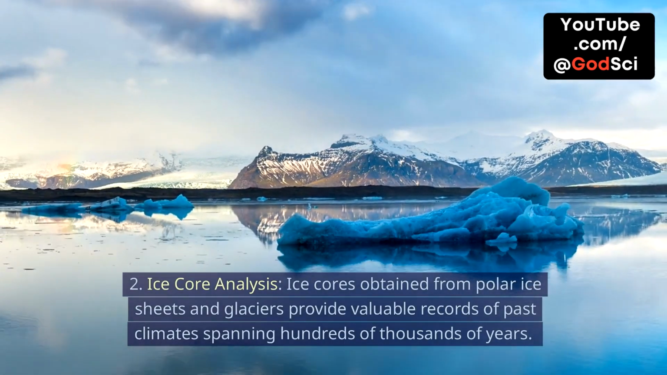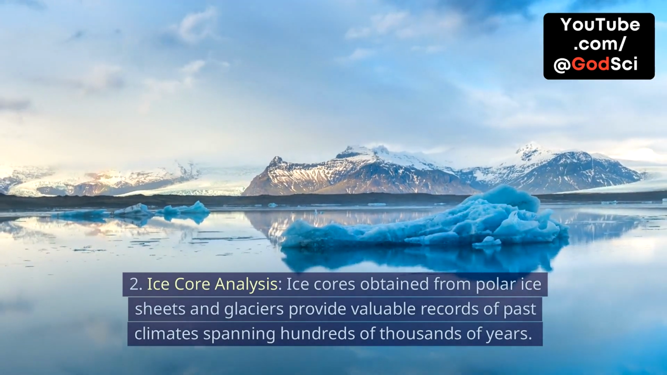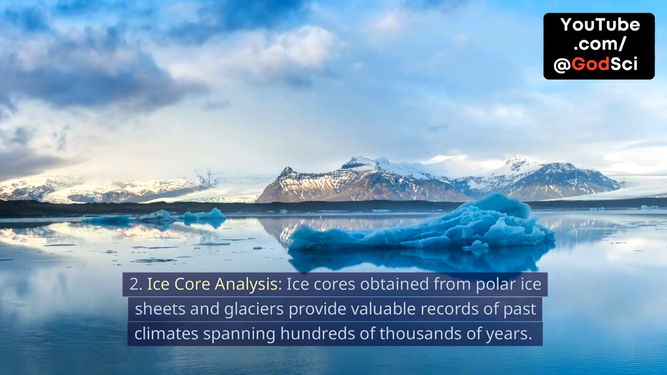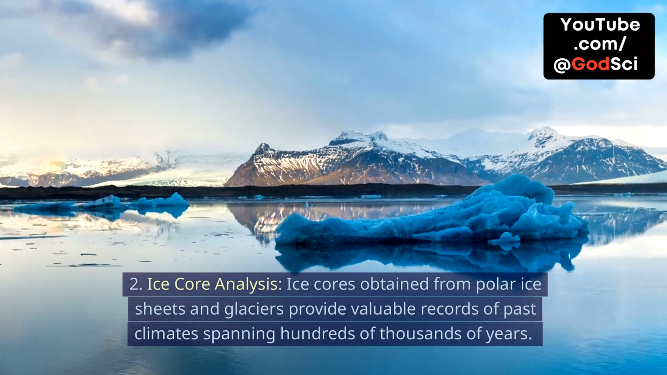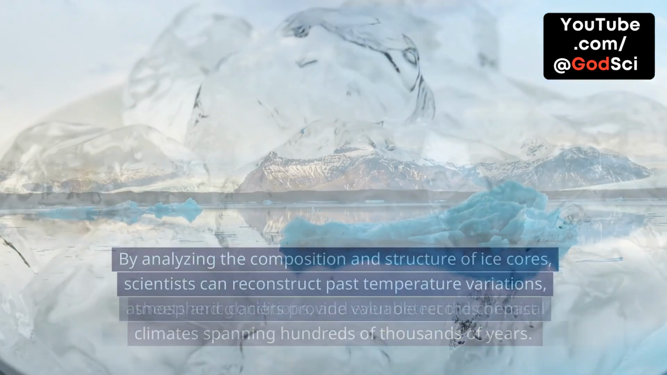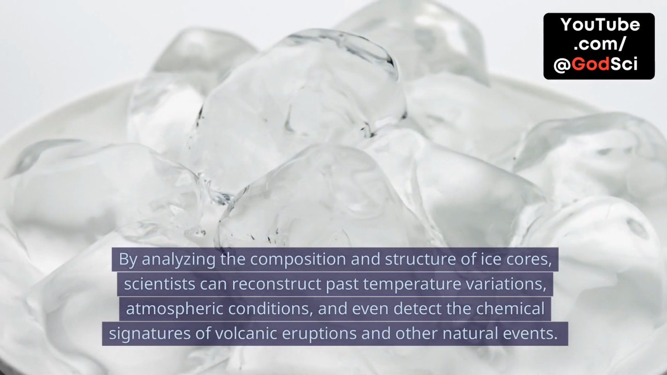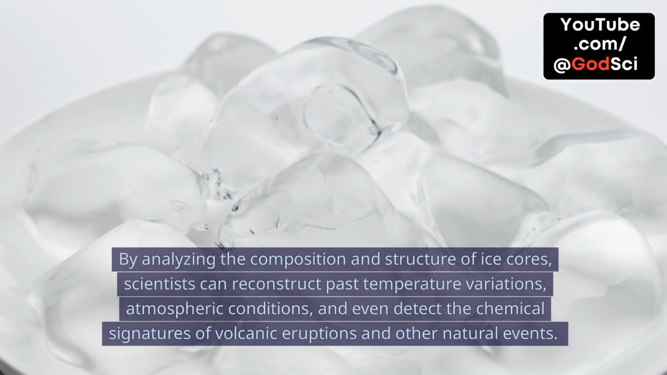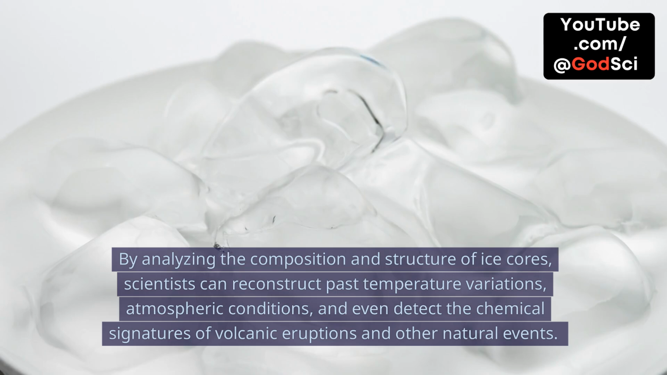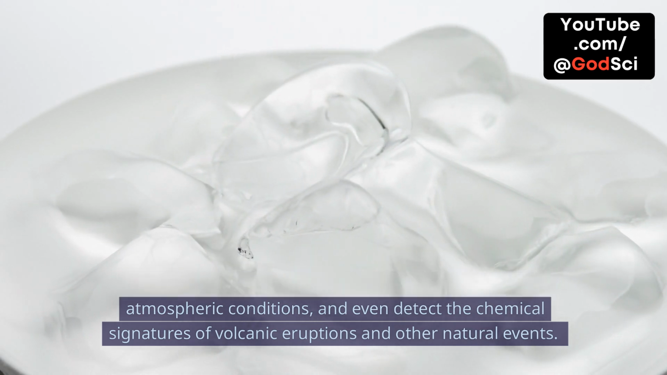2. Ice core analysis. Ice cores obtained from polar ice sheets and glaciers provide valuable records of past climates spanning hundreds of thousands of years. By analyzing the composition and structure of ice cores, scientists can reconstruct past temperature variations, atmospheric conditions, and even detect the chemical signatures of volcanic eruptions and other natural events.